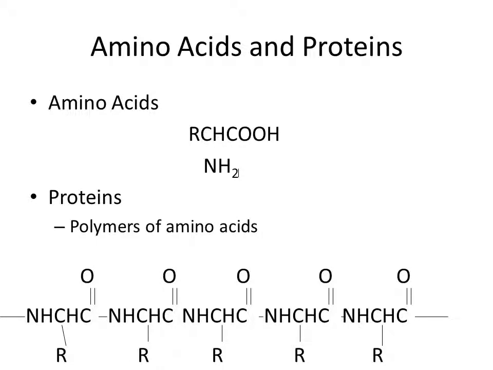Amino acids and proteins are the subject of this chapter, and let's look at the amino acid first. If you look at the amino acid structure, you can see there are two functional groups on it, and they reflect the name. There's an amino group and a carboxylic acid group, and notice they are both attached to the same carbon.